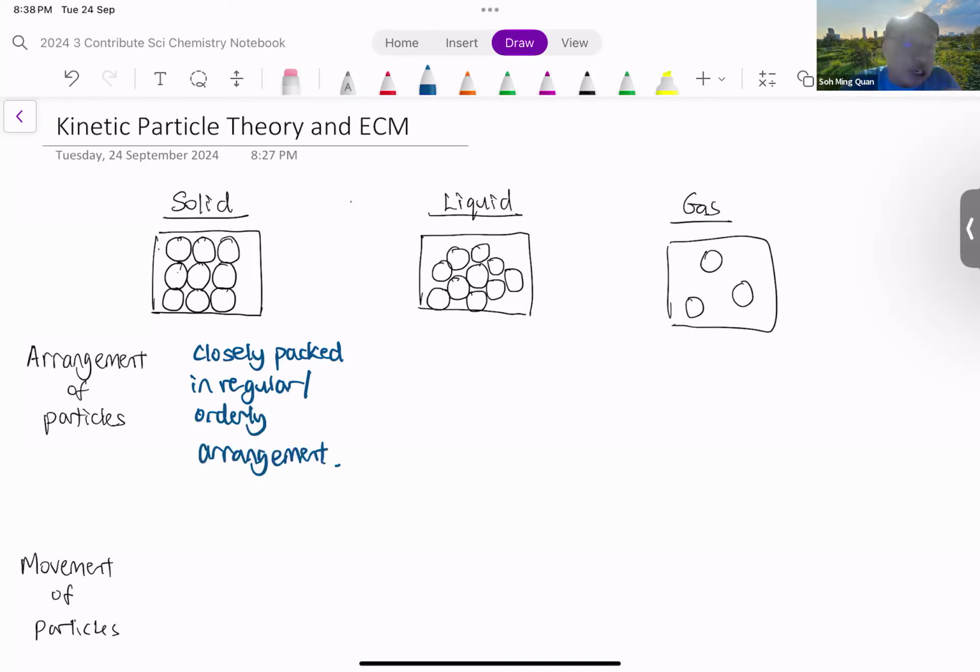So when we ask for arrangement, what we are looking for really is the spacing or packing, as well as whether it's regular or irregular. So for a liquid, the particles are also closely packed, but the difference is it's in an irregular arrangement. Okay, another way to say that is disorderly arrangement.